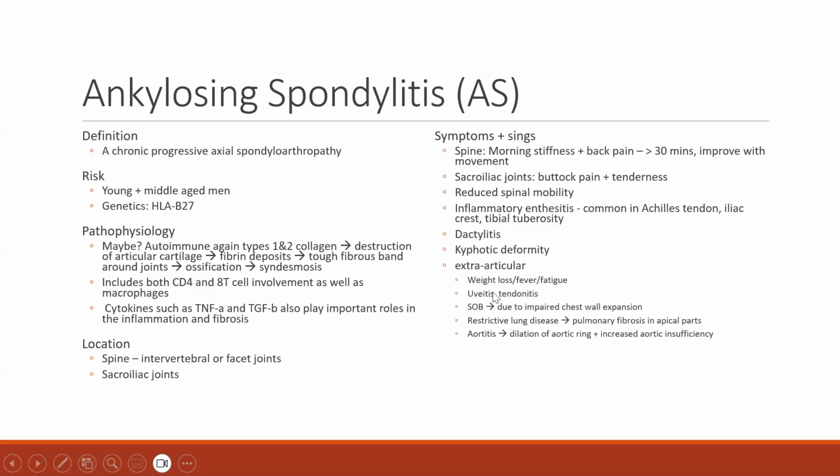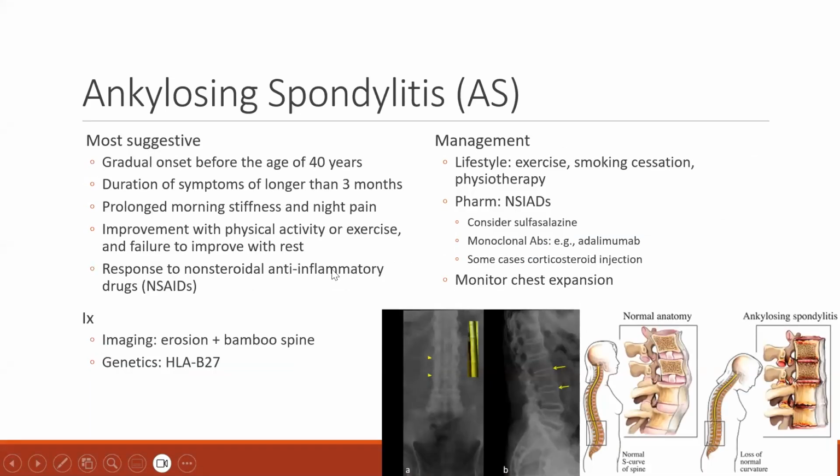Systemic symptoms can be weight loss, fever, fatigue, uveitis, tendinitis, shortness of breath, which can be due to impaired chest wall expansion. We also get restrictive lung disease due to pulmonary fibrosis. And we get aortitis, which is dilation of the aortic ring, which leads to increased aortic insufficiency. Pretty multi-system.